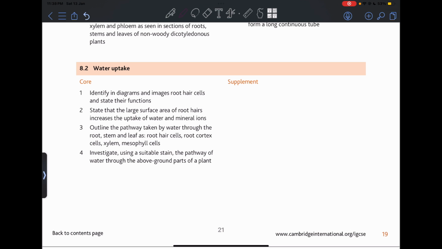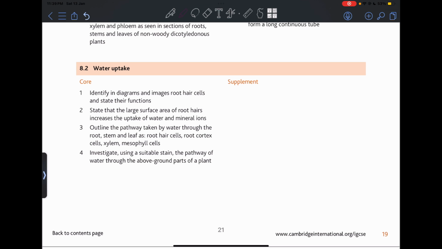Number 3 says outline the pathway taken by water through the root, stem, and leaf as root hair cells, root cortex cells, xylem, and mesophyll cells. You have to know the order in which the water comes from the roots into the mesophyll cells. First of all, it goes through the root hair cells, and then through the root cortex, and then through the xylem, and then it reaches the mesophyll cells where it is used for photosynthesis.